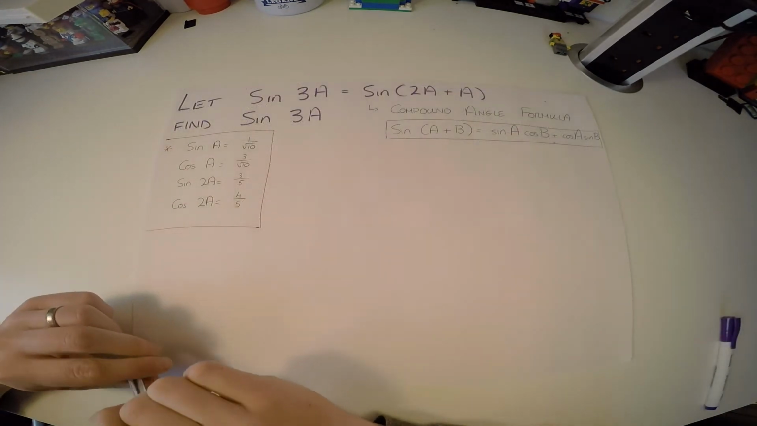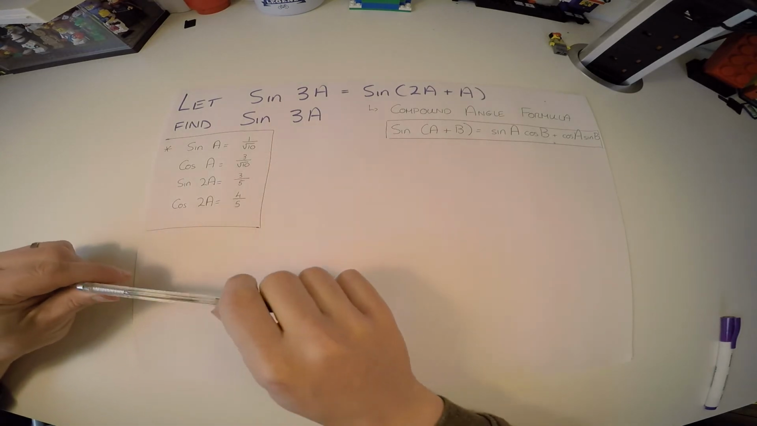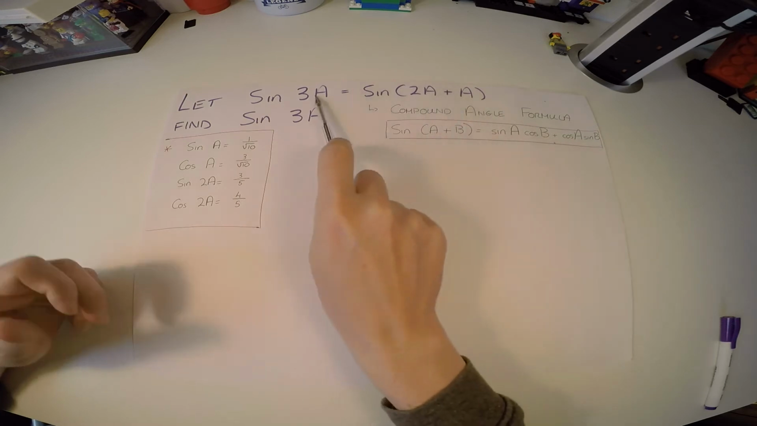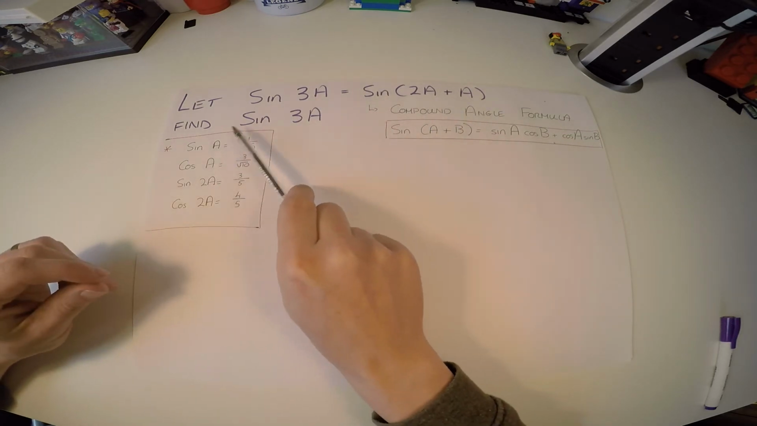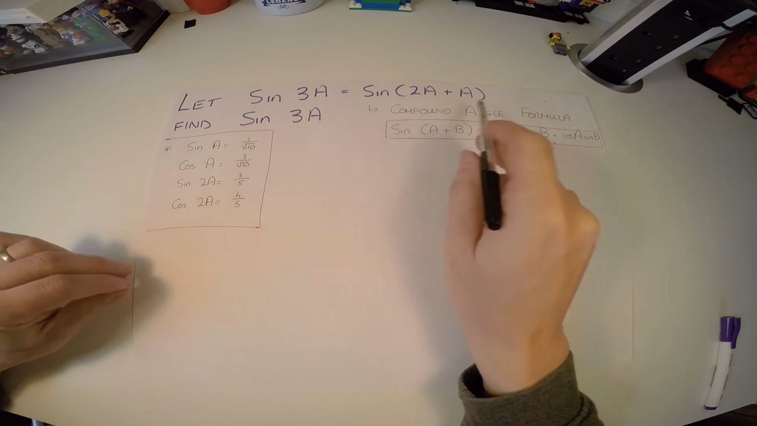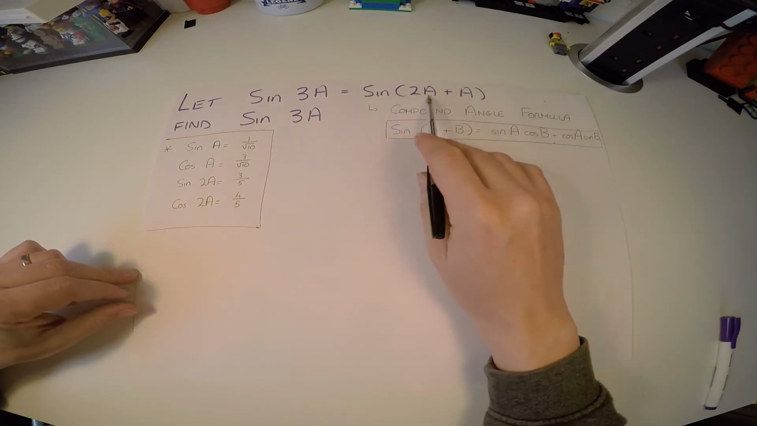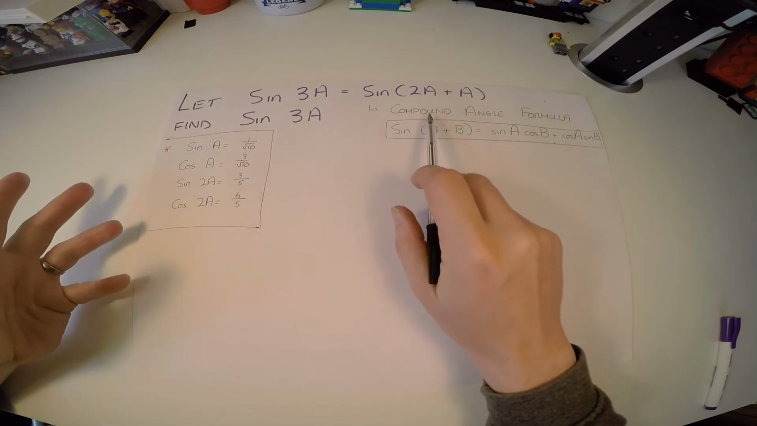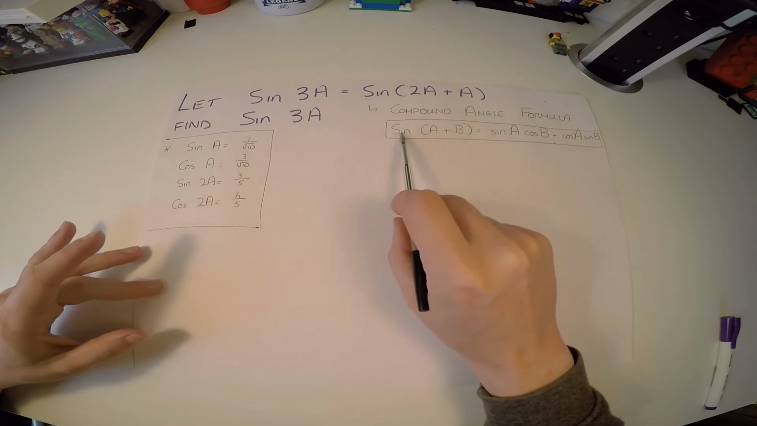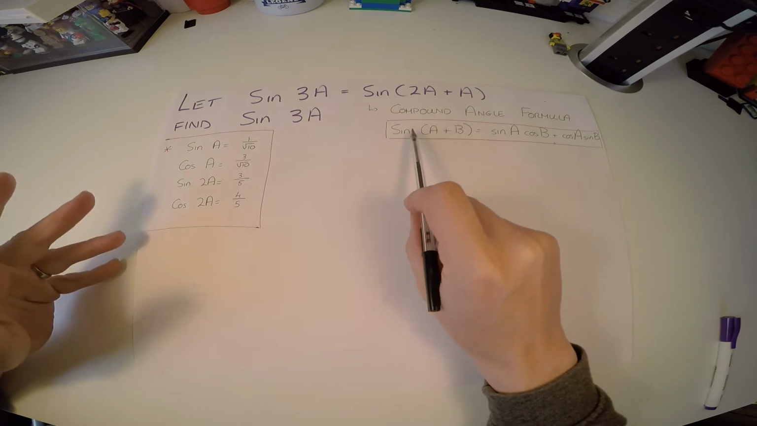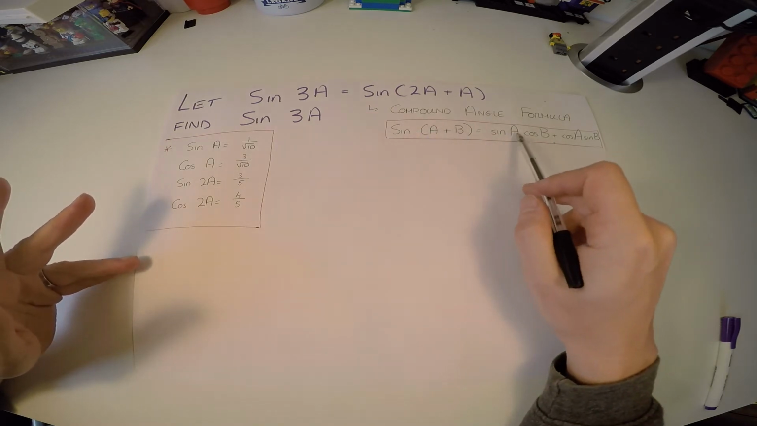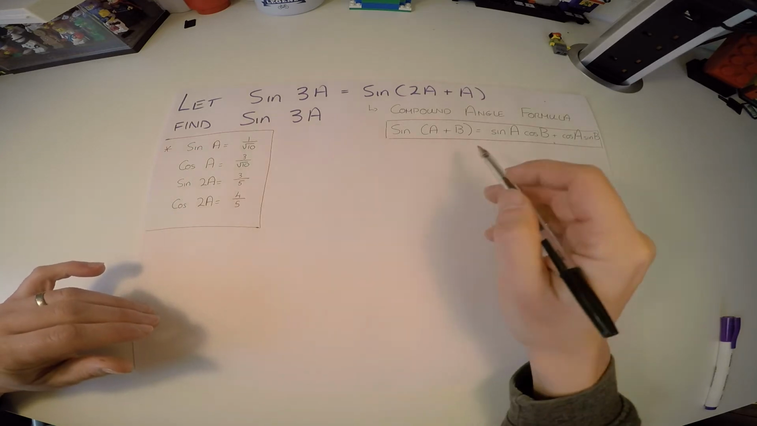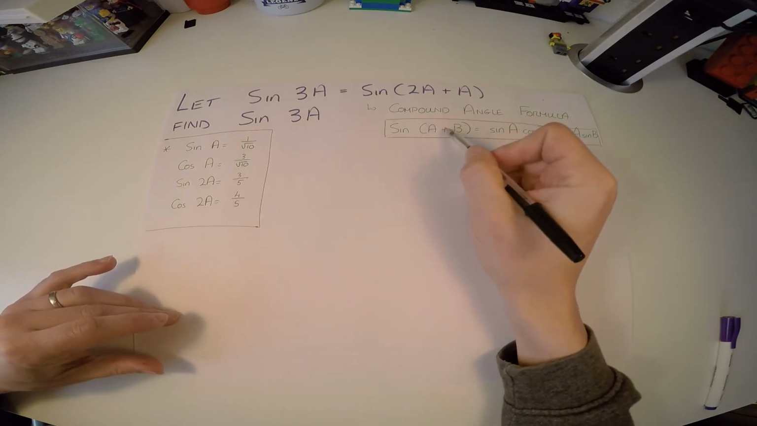Now, in the next part it says, by expressing the sine of 3a as sine of 2a plus a, which of course is 3a, that's why they're asking to do that, can you find the sine of 3a? So this is a compound angle type problem, sine of something plus something. So for this, we look at the compound angle formula for sine of a plus b. It gives an identity of sine of a plus b is equal to sine a cos b plus cos a sine b.